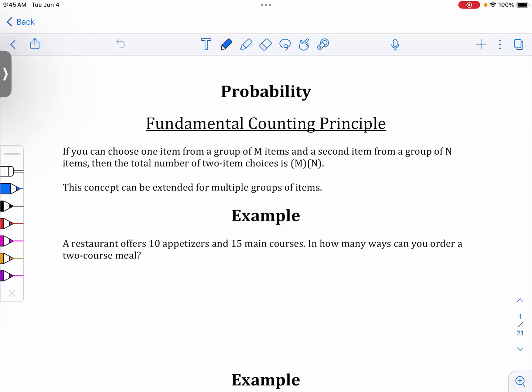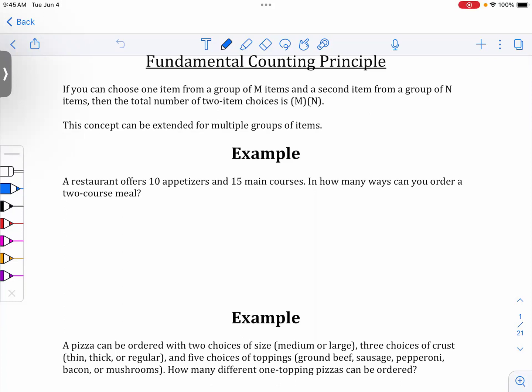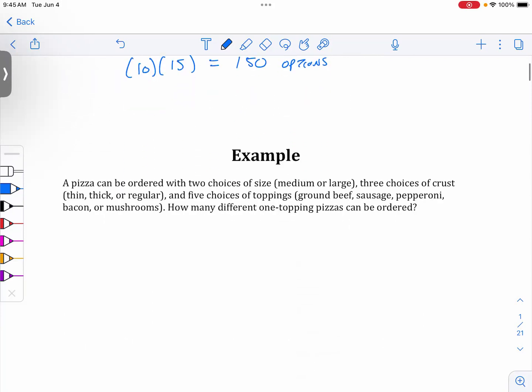All right, if you choose an item from a group, and the second item from the group, then the total of the choices is the multiplication of those two. And that's a very, very simple concept, right? So a restaurant offers 10 appetizers and 15 main courses. In how many ways can you order a 2-course meal? So that would be 10 possible appetizers, 15 possible main courses, and hence 150 options. So simply just multiplying the possibilities.